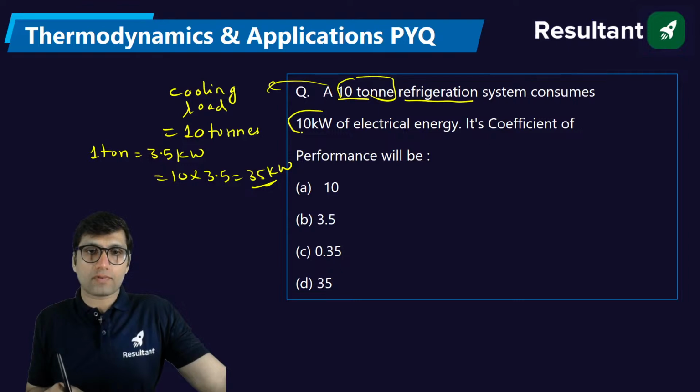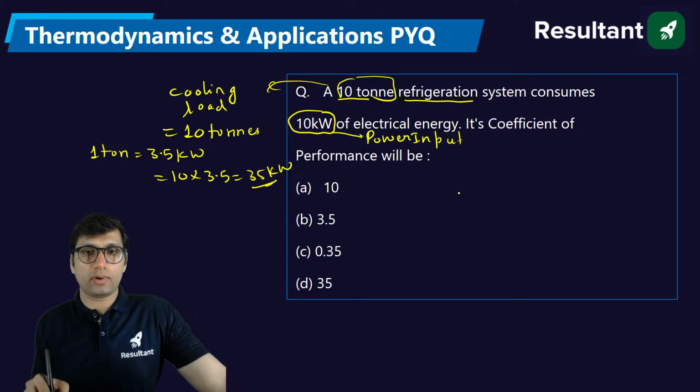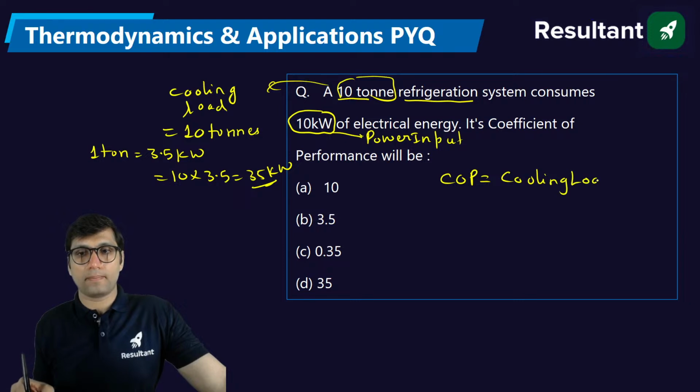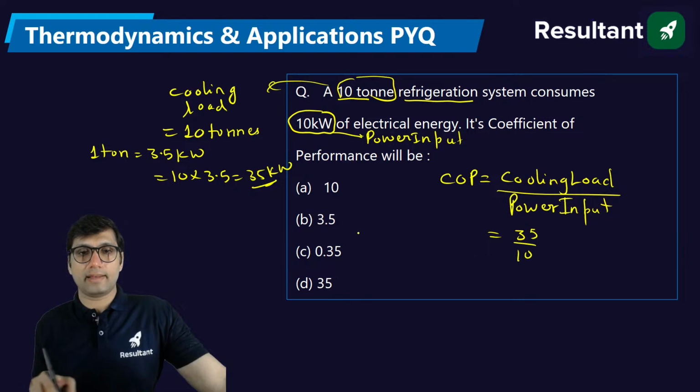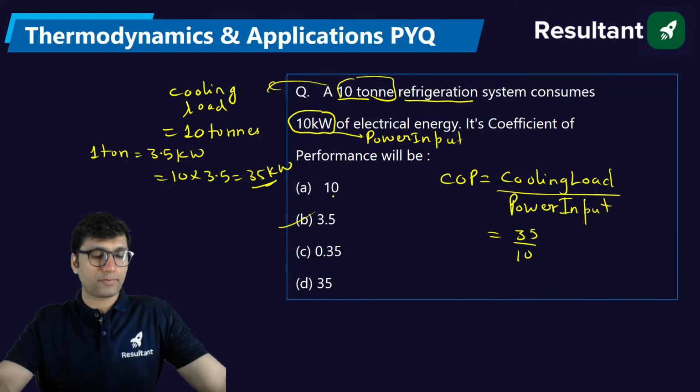And what is the meaning of consuming this much electrical energy? This is nothing but the power input. You know the power input, you know the cooling load, then COP is equal to the cooling load that your refrigeration system can provide, divided by the power input. When we put these values here, you will get 35 by 10 and the answer will come out to be 3.5. Most of you have given the right answer. Very good.